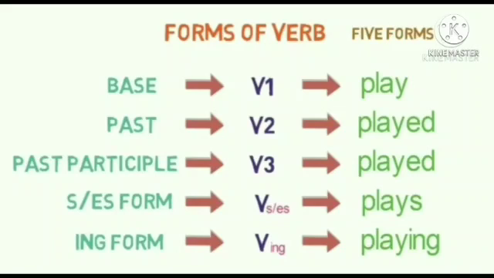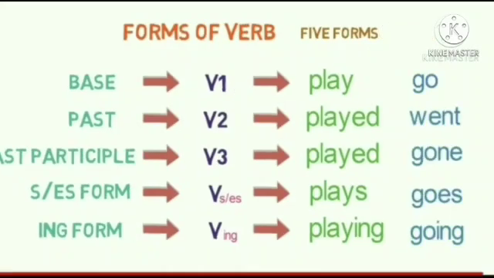The past participle or V3 is played. The S/ES form is plays and the ING form is playing. One more example with the verb go. The V1 form of go is go. The V2 form is went. The V3 form is gone. The S or ES form is goes. The V-ING form is going. Next, we shall learn more about simple present tense.